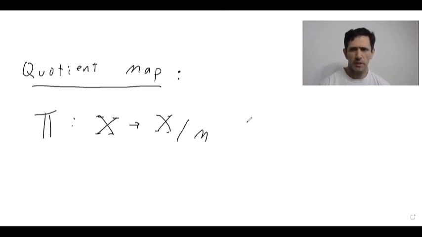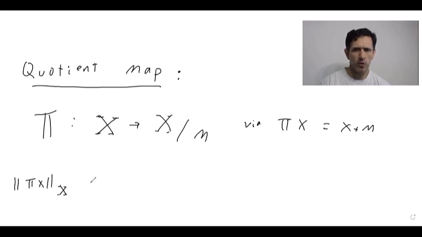That's simply pi of x is x plus M. Nothing too mysterious about that. In this case, this is going to be a bounded linear map. You can check that it's linear pretty effortlessly.